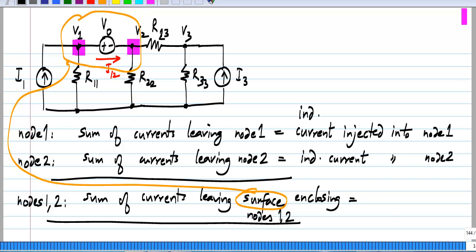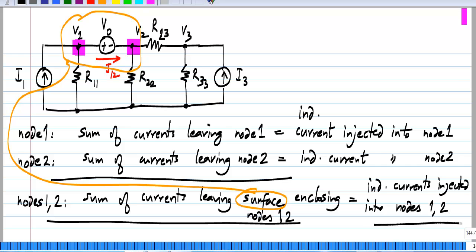And what will we have on the right hand side? We will have the total of independent currents injected into nodes 1 and 2. So that's all that's there to it. Instead of looking at a single node, you look at the surface enclosing the two nodes. And such a surface enclosing multiple nodes is known as a super node.